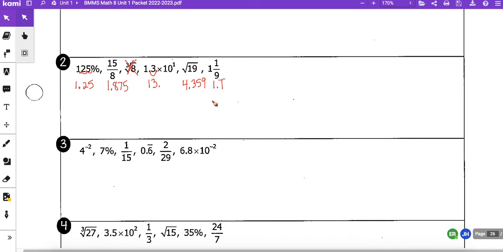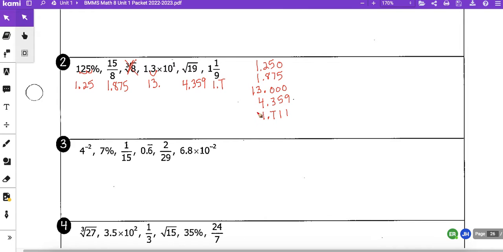Okay. Now what we're going to do is we're going to line up the decimals. So 1 and 25 hundredths, 1 and 875 thousandths, 13 whole, so we're going to write 13 decimal, 4 and 359 thousandths, and then 1 and 1/10 repeating. And so here I'm going to fill in ones, and then because it's repeating, and then here I'm going to fill in zeros, and then a 0 there. So now I have 3 numbers after the decimal in all my spots.